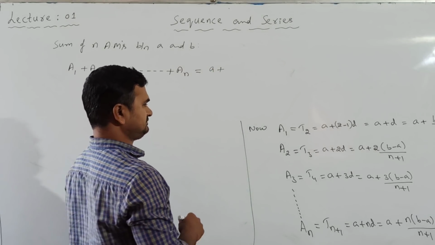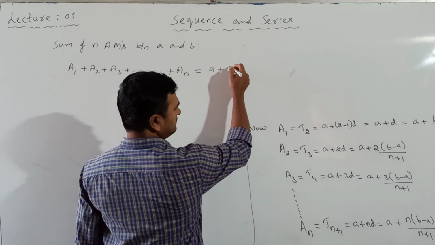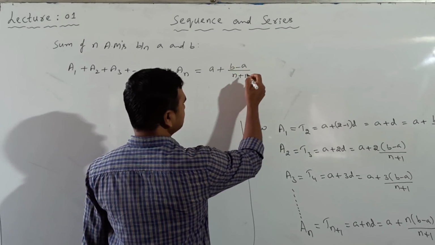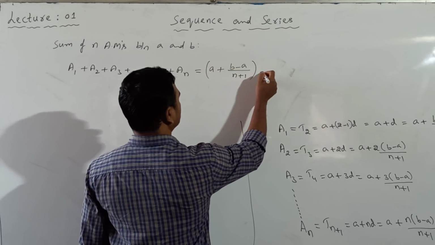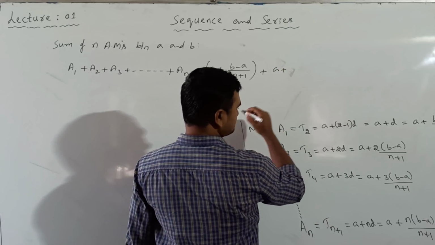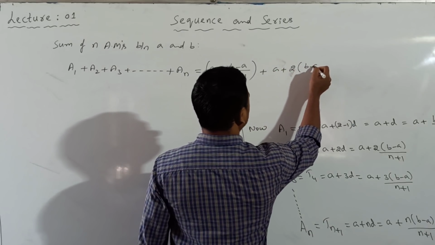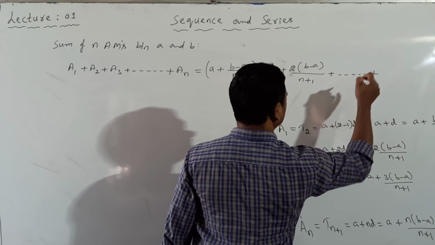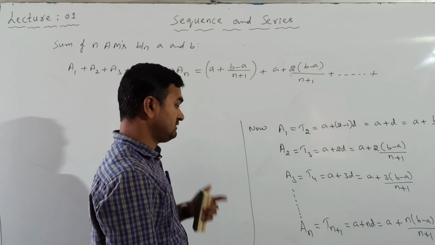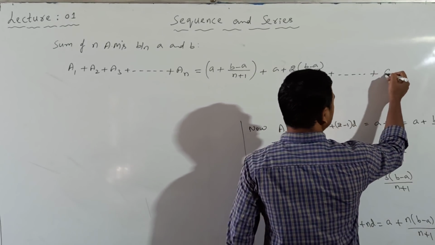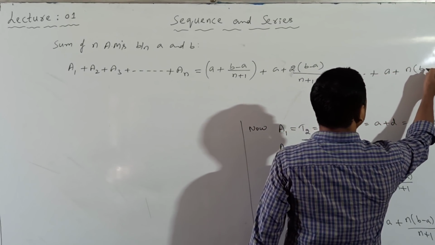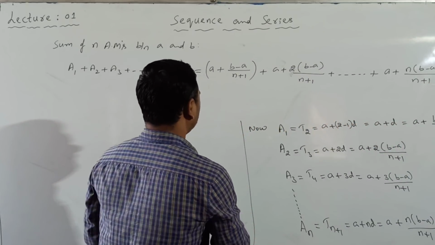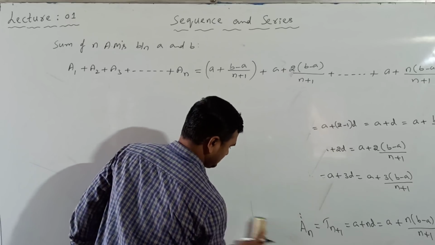It is A plus (B minus A) divided by n plus 1. This is the first term, plus A plus 2 into (B minus A) divided by n plus 1, and so on. So the last term is An. What is An here? A plus n into (B minus A) by n plus 1. Now we have to add all these terms.